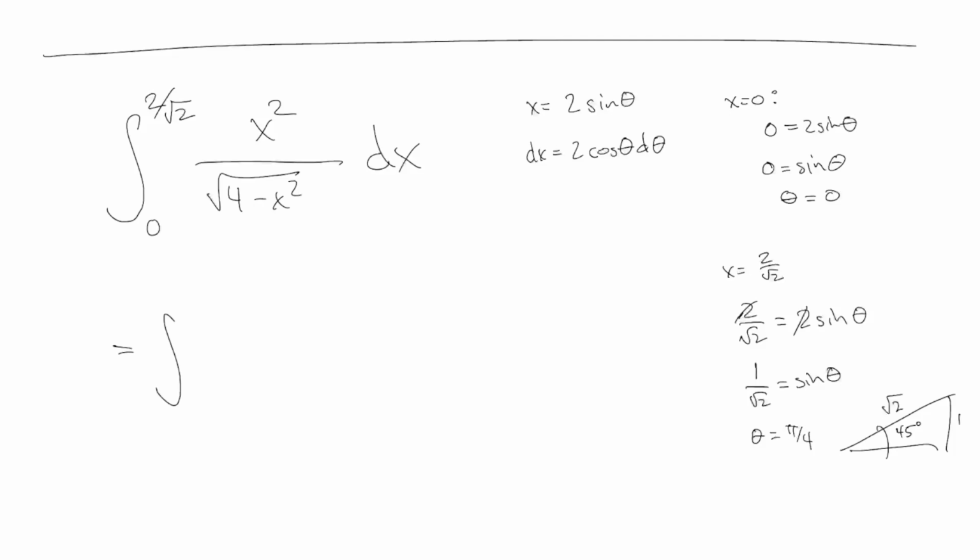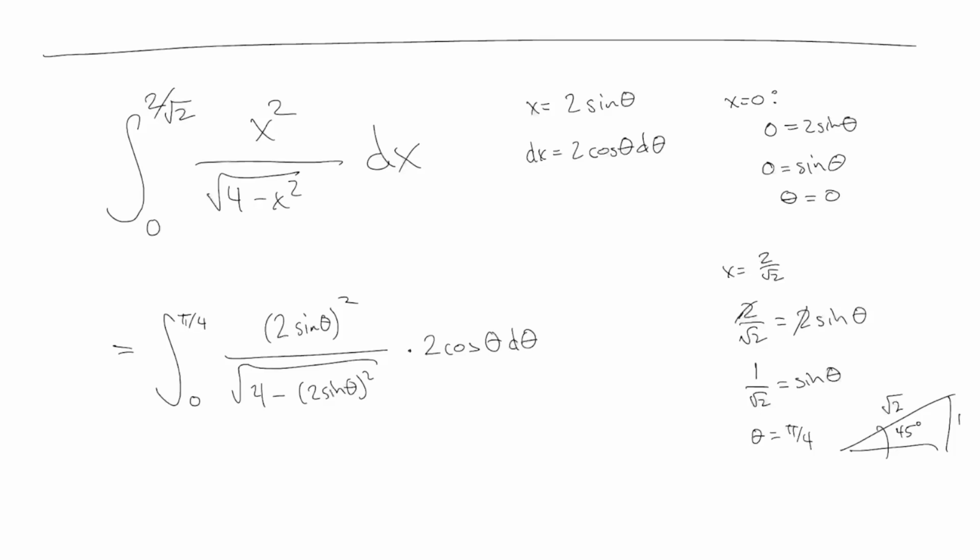The lower value of 0 is still 0, because x equals 0 is still theta equals 0. The upper value, 2 over root 2, becomes pi over 4. Then I'm going to plug everything in for the substitution. Up top, I have x squared, which is going to be 2 sine theta squared, because x is 2 sine theta. On the bottom, square root of 4 minus 2 sine theta squared. And the dx is important because it becomes this other stuff, 2 cosine theta d theta. I hope I'm doing all right so far.